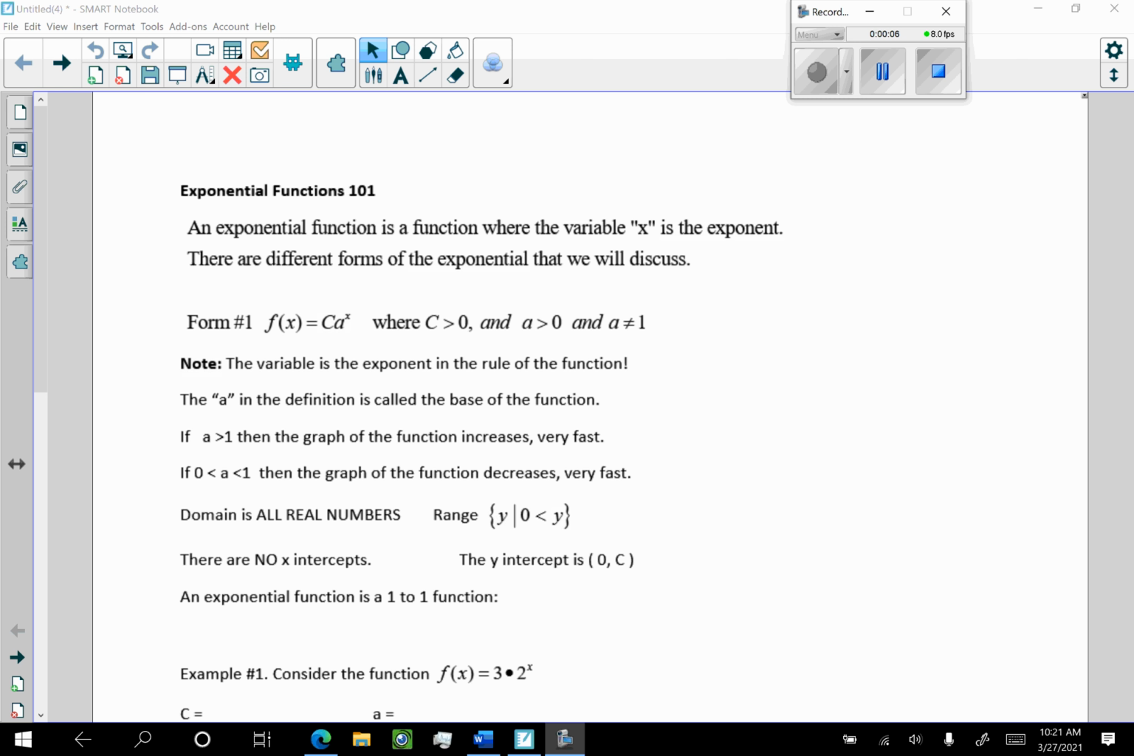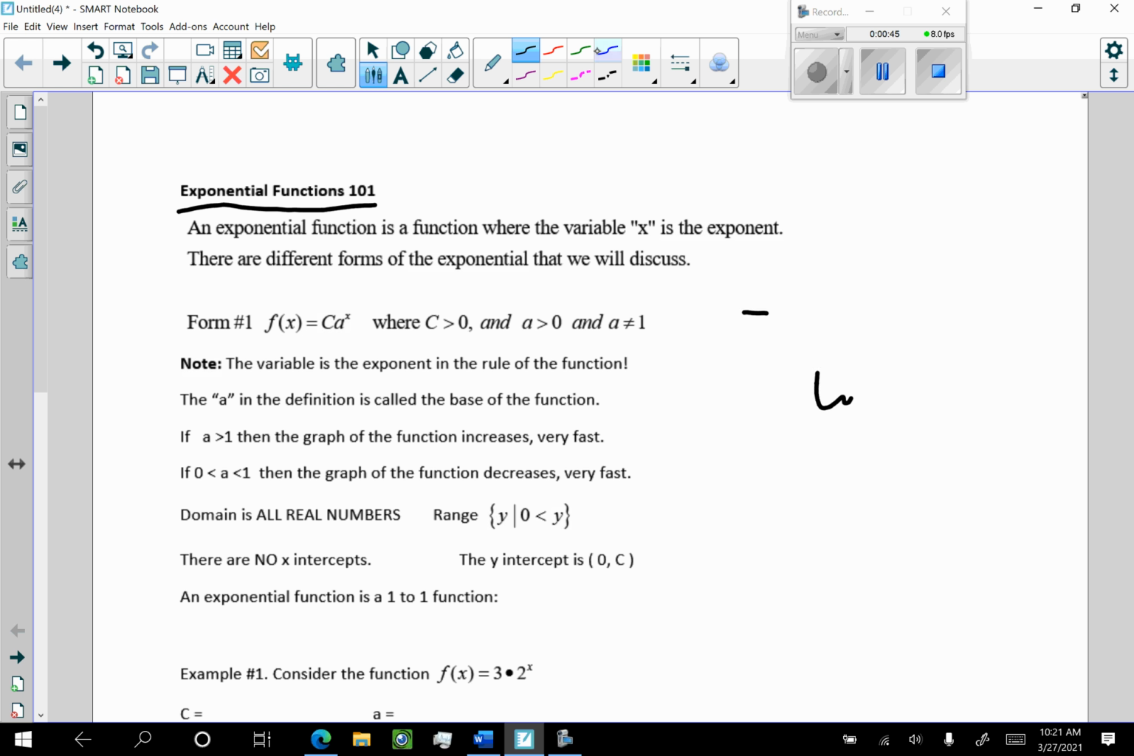In this video, we're going to talk about exponential functions, and not only talk about exponential functions, we're going to graph some exponential functions. They're very important in our mathematics studies in pre-calculus and calculus. We've done a lot with the laws of exponents down the road, but we've yet to look at an exponential function. Well, an exponential function is a function where the variable is the exponent. There are different forms of the exponential function that we will discuss throughout this video and the videos to come.